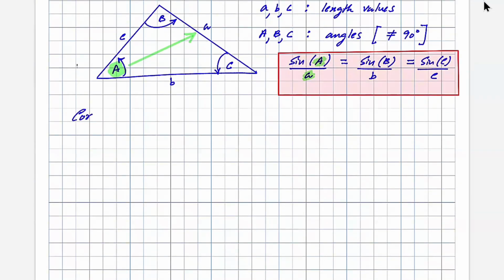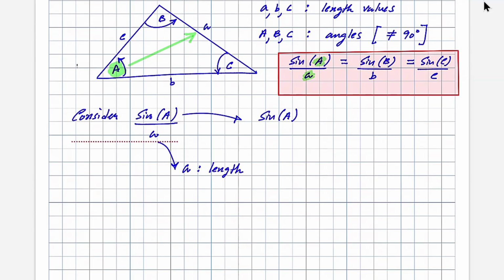Consider sin A divided by a. Just that term. From here, I'm going to extract sin A, and I'm going to extract the small a. Small a is a length.